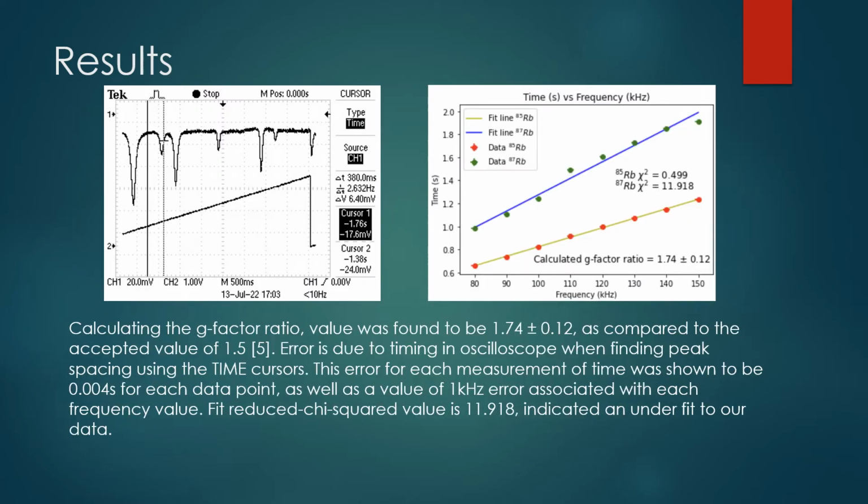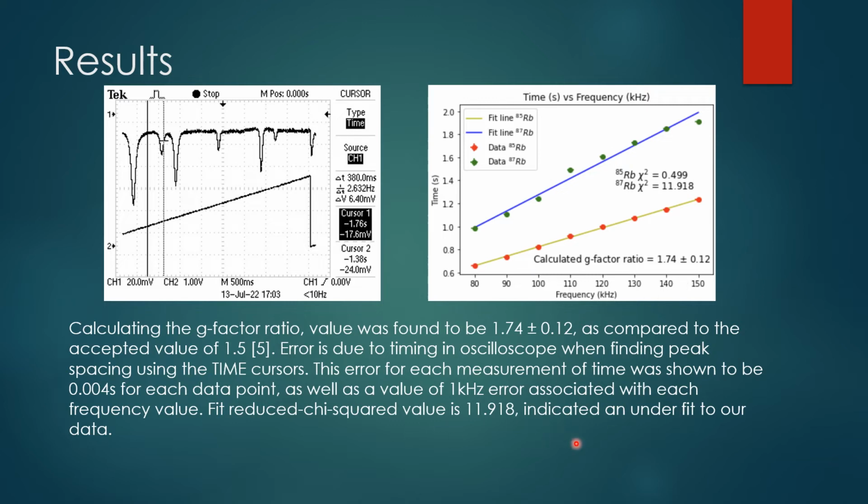So for calculating our G-factor ratio, we have an example here. This is our zero point and our resonance frequency induced peaks. As we increase frequency, we can measure the time spacing between these peaks, and that's what we have here for our graph. Fitting the slope of the upper line over the bottom gives us our G-factor ratio, shown here, which is 1.174 plus or minus 0.12.